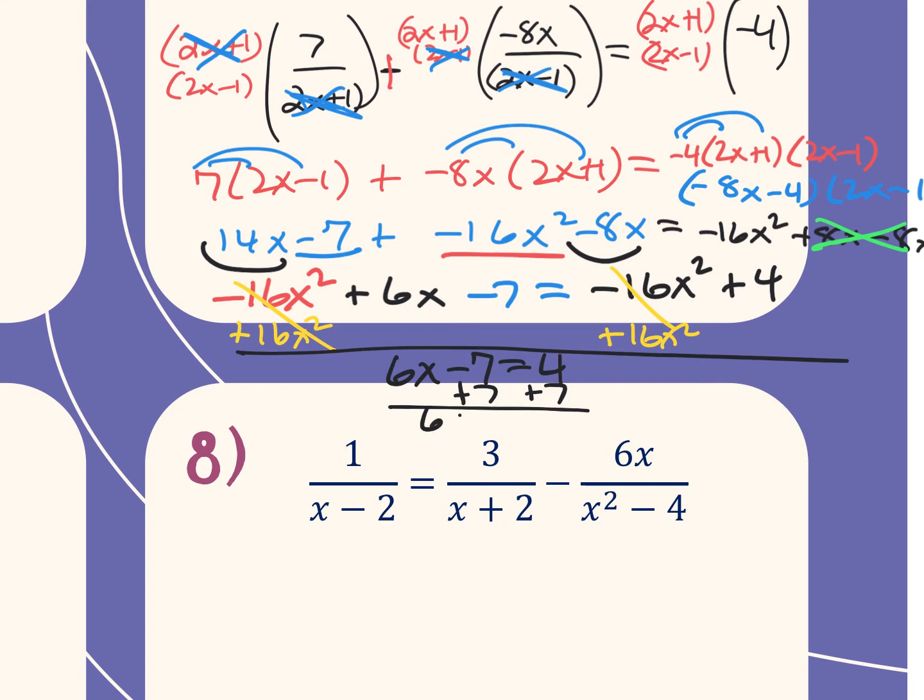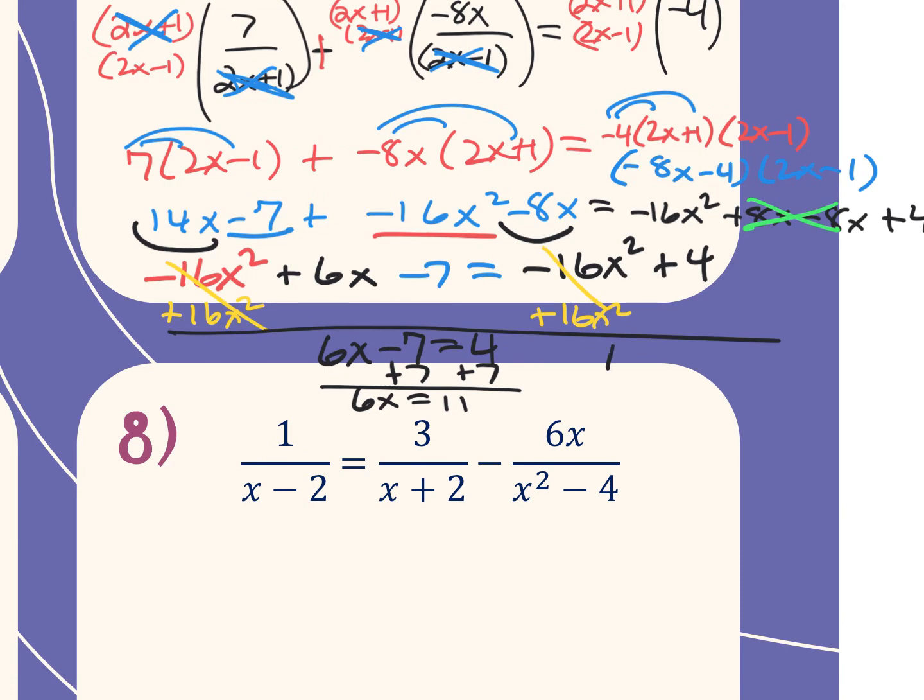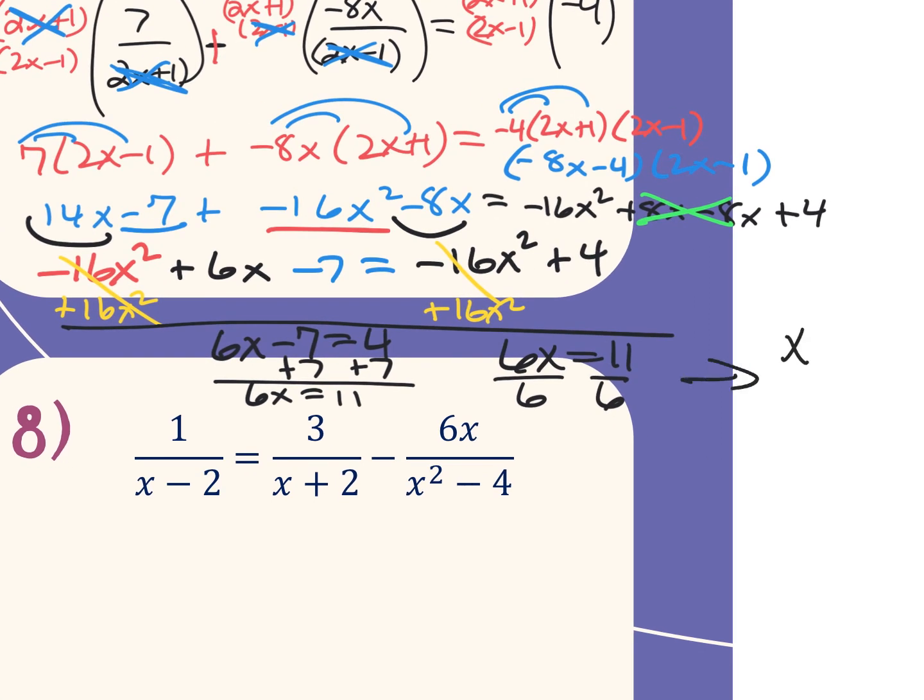And I get 6x equals 11. Write it over here. 6x equals 11. I know it's hard to see. Divide by 6. So x equals 11 over 6. Now, I need to go back and plug that in.